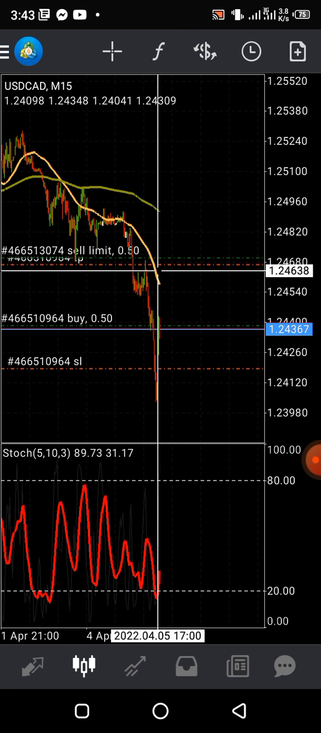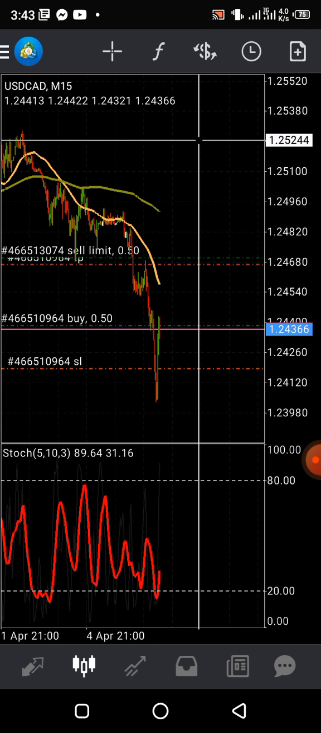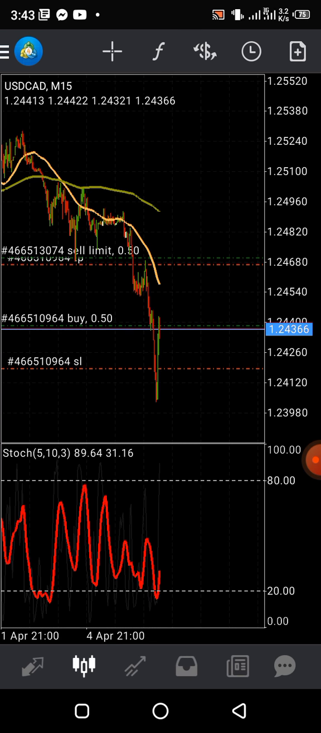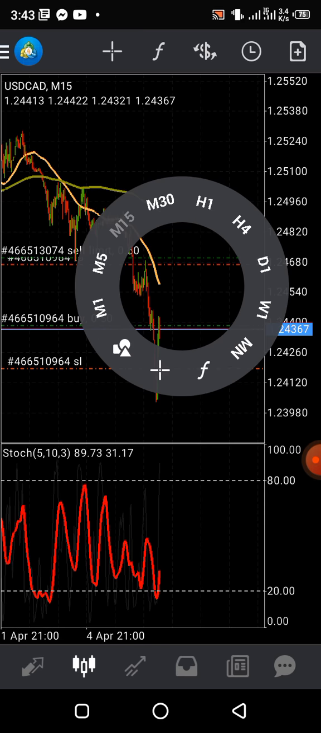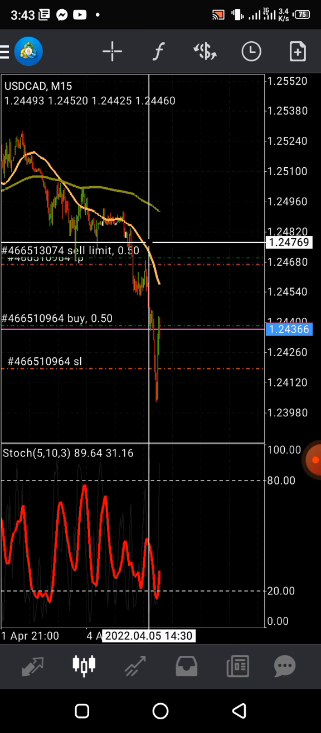And this sell limit simply means that price has to go bullish first, and then it does what? It comes back into bearish. That is the explanation for the sell limit. Price must climb higher and go back down.